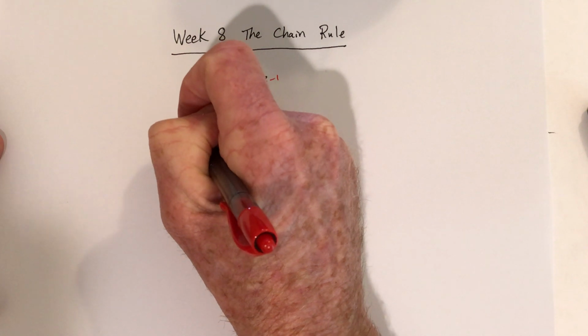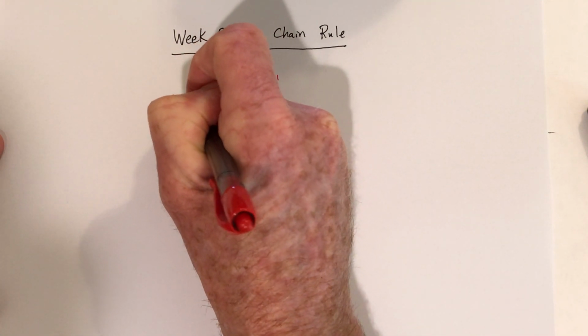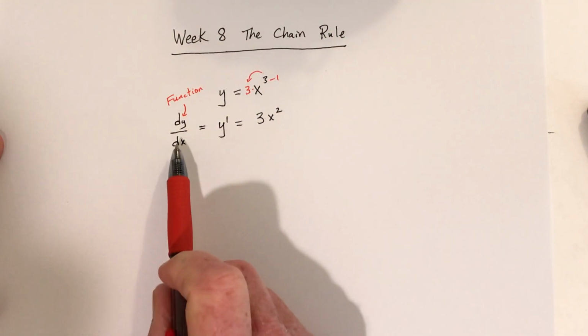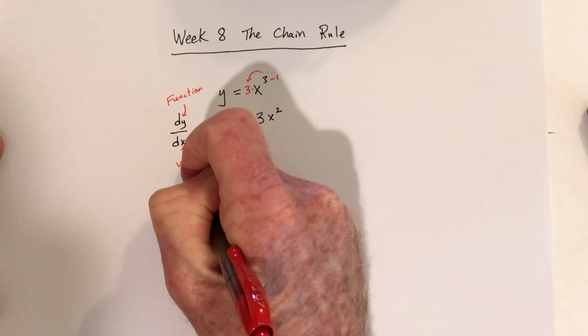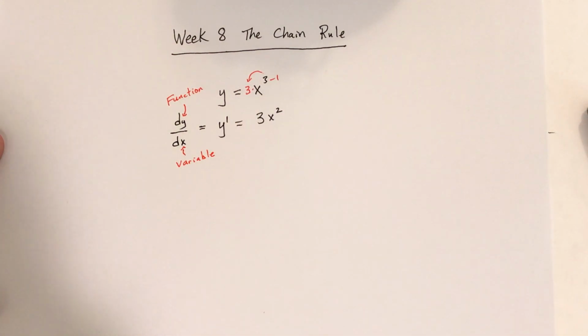Basically this notation is saying that y is the function. So y equals whatever the function is. So y is the name of the function. And then this part down here is saying that x is the variable. All right, now let's continue on with the chain rule.